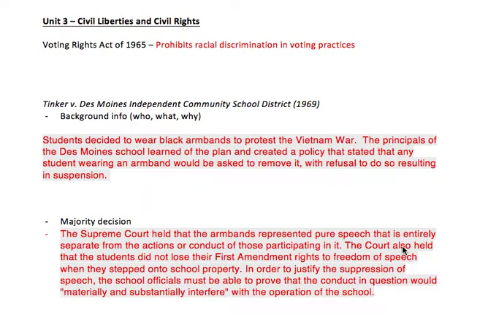All right, Unit 3, your civil liberties and civil rights. The Voting Rights Act of 65 prohibits racial discrimination in voting practices. This helped promote things like African American politicians to be elected, and also people actually going to the polls.